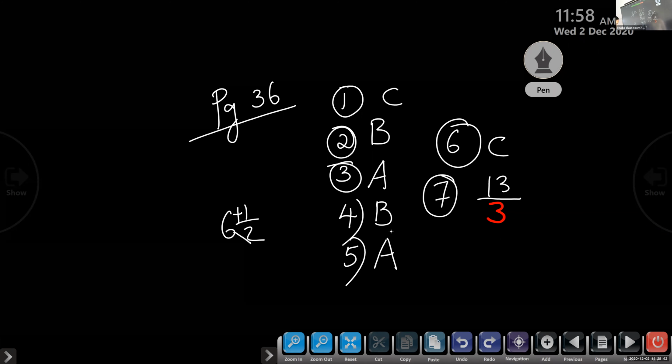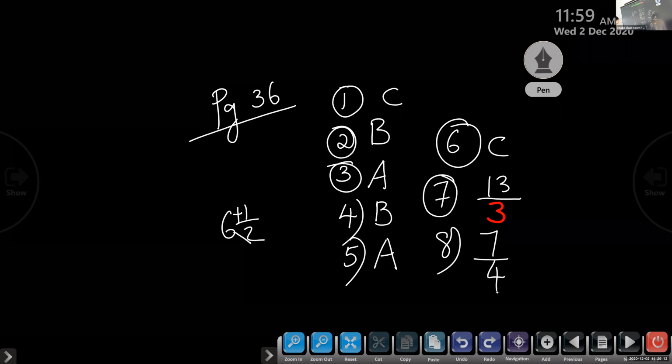Read question number 8. The improper fraction form of 1 3 by 4 is dash. 1 and 3 by 4 is dash. 7 by 4. Very good. 1 into 4, 4. 4 plus 3, 7. 7 by 4. Question number 8. The answer is 7 by 4.